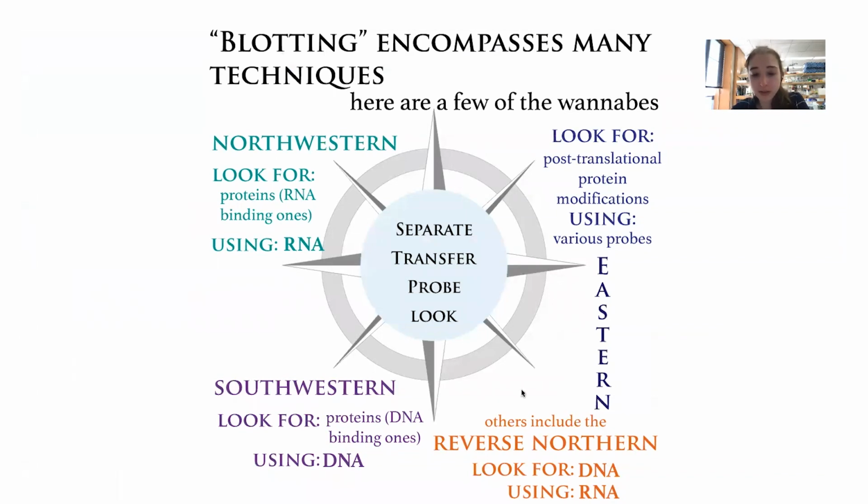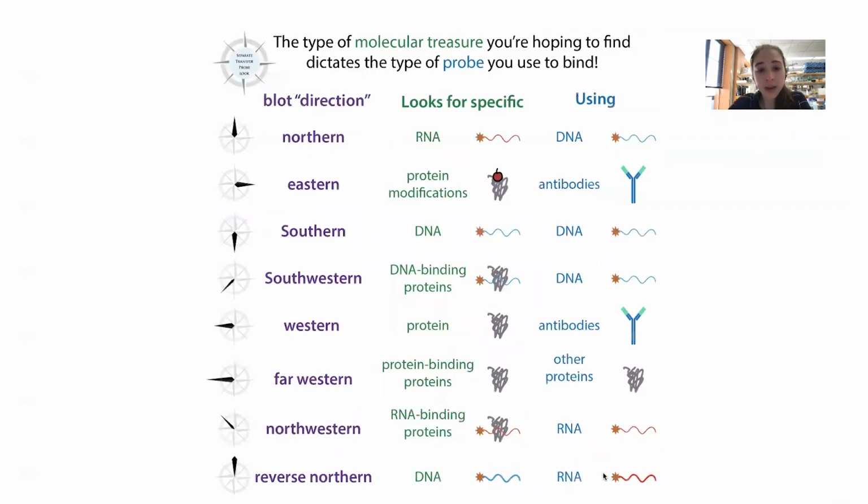Others include the reverse Northern. Here you're looking for DNA using RNA, so you'd have an RNA probe looking for DNA. So there are lots of different techniques, is the basic point that I'm trying to get at. There's also a Far Eastern blot, which looks for lipids. It actually uses a different separation technique, thin layer chromatography, which is basically a thin sheet that things move up.